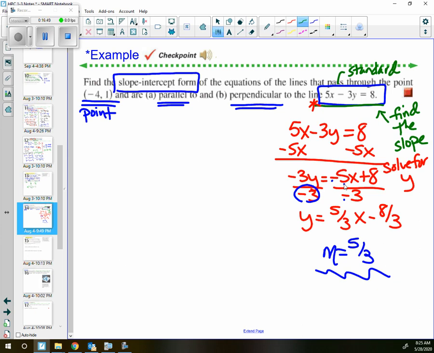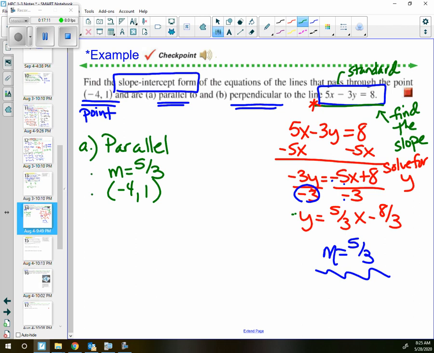Okay, so let's take a look at the first relationship we're supposed to look at. What if the line is parallel to this one over here? Well, if it's parallel, that means it's not going to intersect. It has the same slope. So that means my slope would have to be 5/3. And it's going to go through this point -4, 1. So I have all the information I need. I have a point and I have a slope.